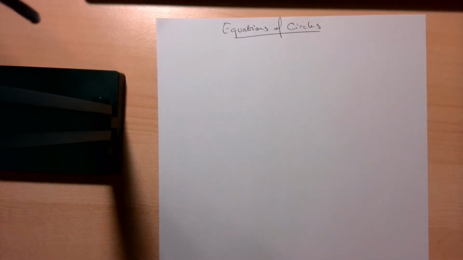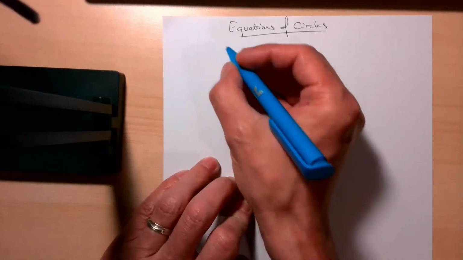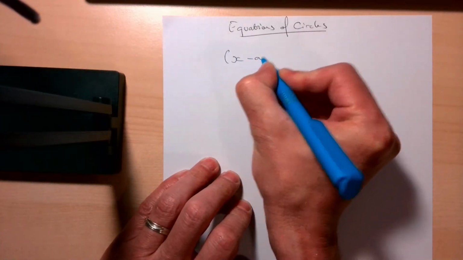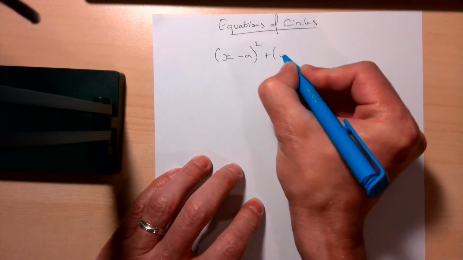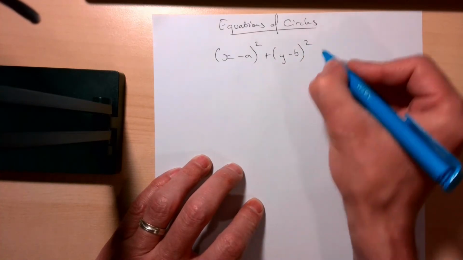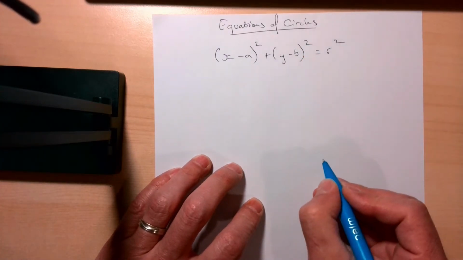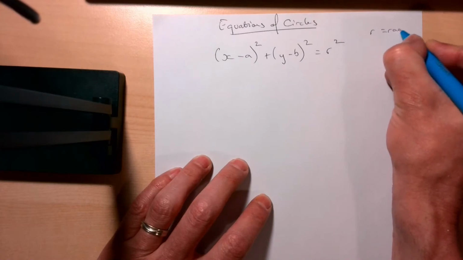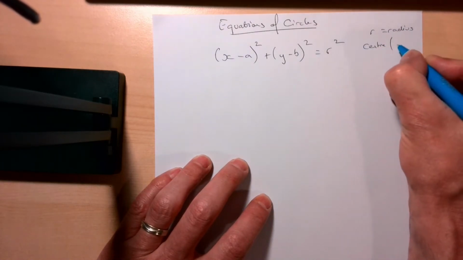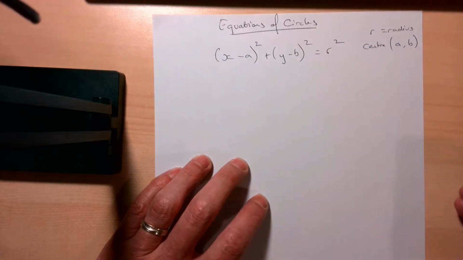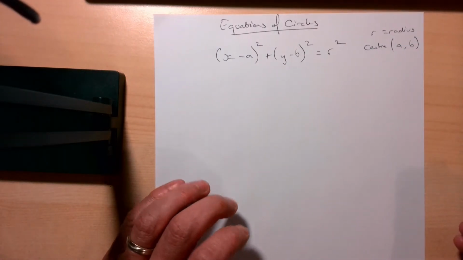So we're going to try and find the equation of a circle if we're given the radius and the center point. So the equation of a circle, the general formula is x minus a all squared plus y minus b all squared equals r squared, and r is the radius and the center is at a, b, those coordinates. Okay, so we can use that.